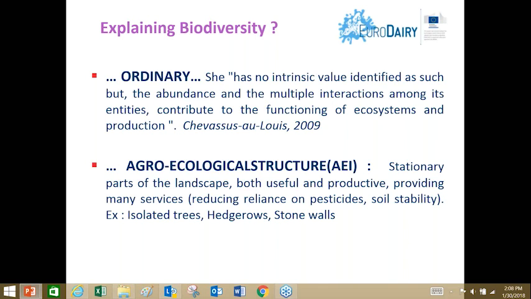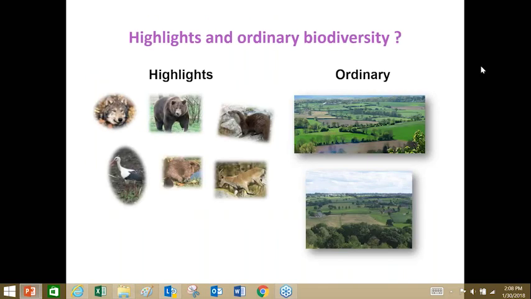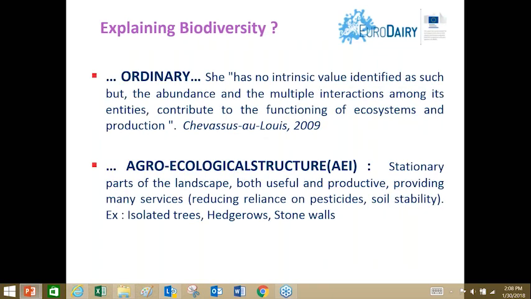I just illustrate that with the next slide, where you can see on the photo the normal landscape that you can see around you when you're traveling, and that's what we call the ordinary biodiversity. That is in opposition to what we call the highlights or the extraordinary biodiversity, which means the protected species, wild species that are in danger. So that is the main difference between the two types of biodiversity.